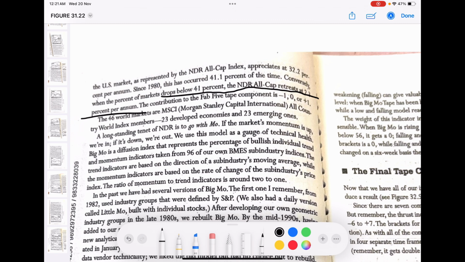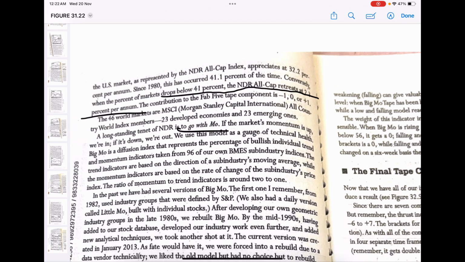The 46 world markets are MSCI, Morgan Stanley Capital International, All Country World Index members, 23 developed economies and 23 emerging ones. A long-standing tenet of NDR is to go with MO. What is MO? If the market's momentum is up, we're in. If the market momentum is down, then we are out. We use this model as a gauge of technical health.